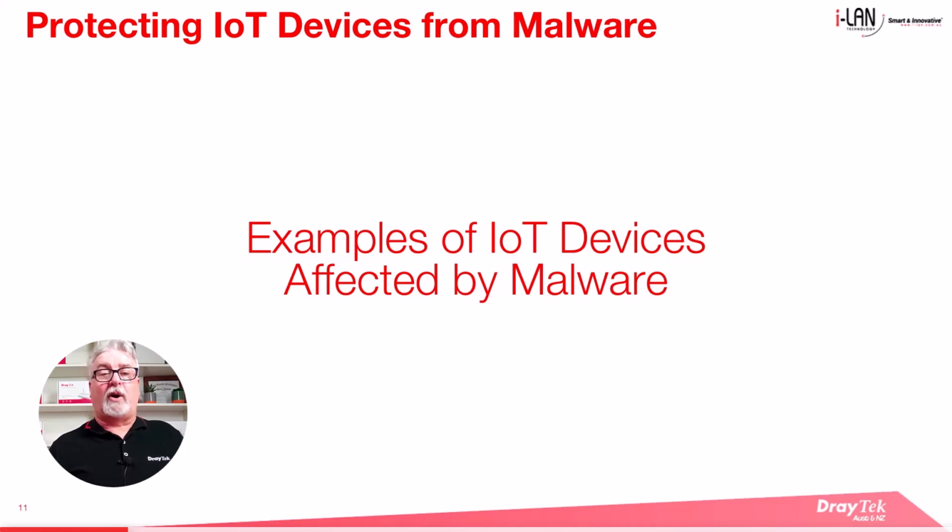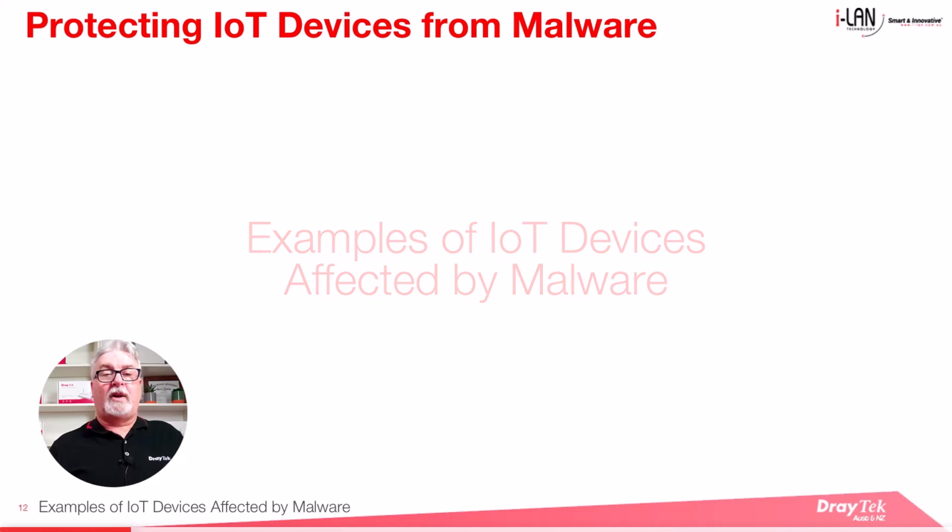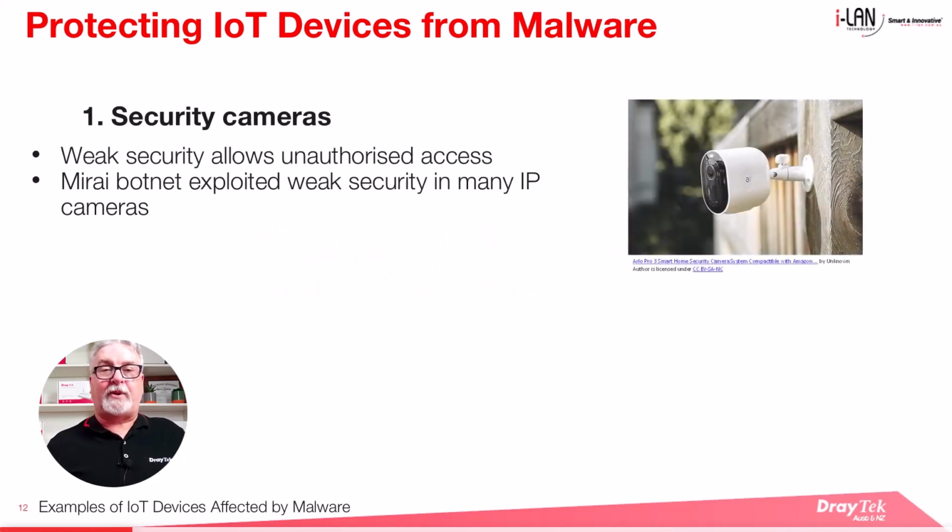Okay, let's check out some common issues with some IoT devices. The first one we'll look at is security cameras. Unsecured devices with unpatched security vulnerabilities have been targets for malware that can allow unauthorized access, potentially compromising privacy. For example, the previously mentioned Mirai botnet exploited weak security in many IP cameras, making them part of a larger botnet for distributed denial of service attacks.